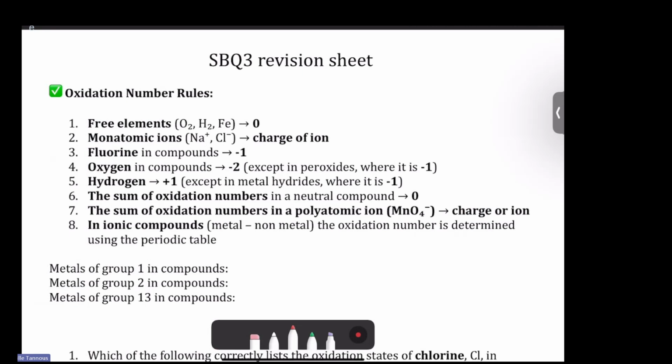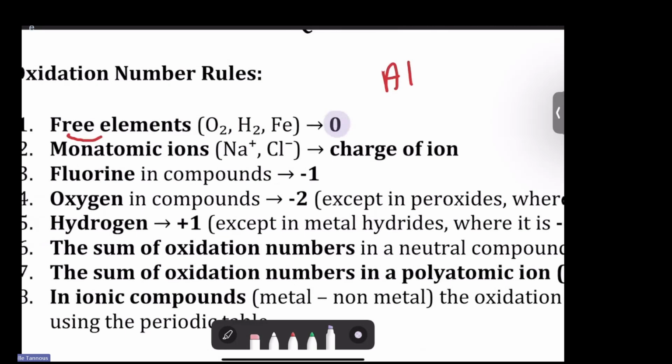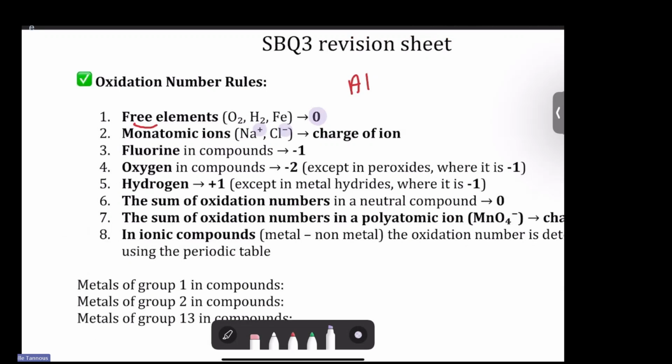Any element given as free, like oxygen, hydrogen, iron, aluminum, any element given to you freely in the equation or in the question, the oxidation number will be 0. If any monoatomic ion is given, the answer is written on it. It's the charge. Fluorine in compounds, I'm not talking about F2. F2 oxidation number is 0.